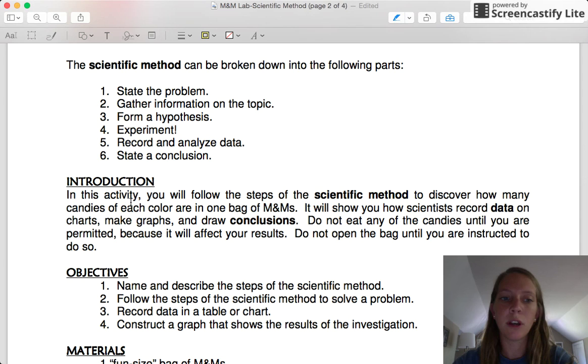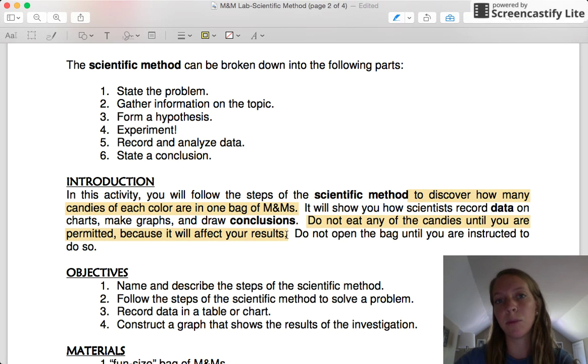Okay, so in this whole activity, you're going to follow the steps of the scientific method to discover how many candies of each color are in one bag of M&Ms. So that's the whole point, to discover how many candies of each color are in one bag of M&Ms. It will show you how scientists record data in charts, make graphs, and draw conclusions. Do not eat any of the candies until you are permitted because it will affect your results.